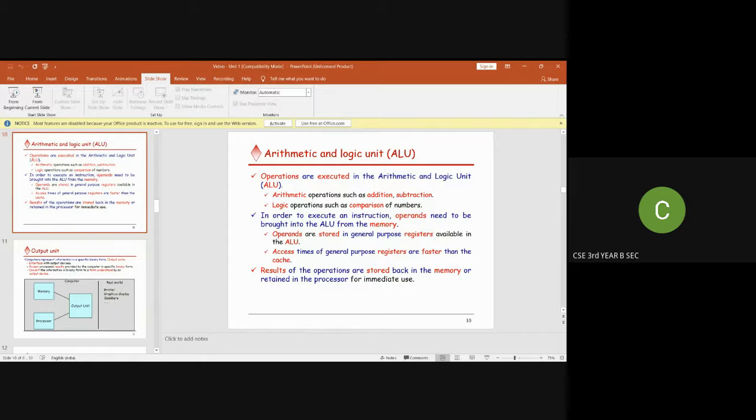In order to do some operations on the ALU, we can store the operands in the general purpose registers so that the ALU can get them from the registers itself. So the memory access time will be reduced as much as possible. And the results of the operations are also stored back in the memory or retained in the processor for immediate use. Either the results are given to the memory or to the registers itself.